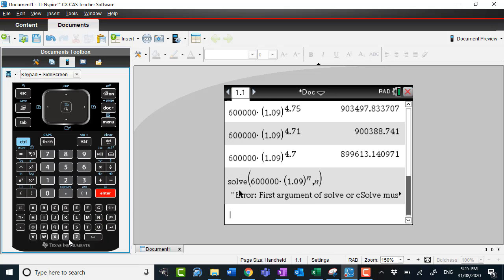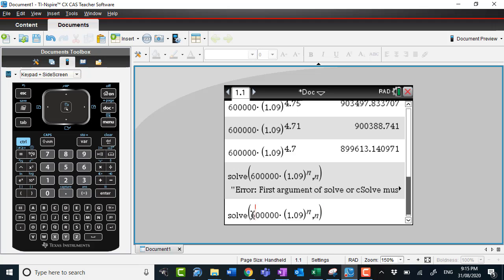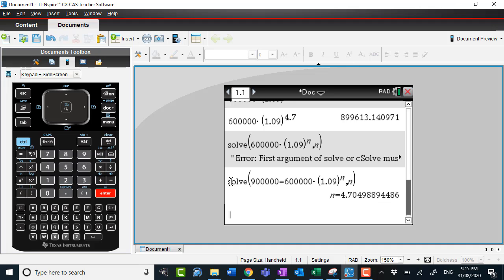That's still not working. Why is that not working? First argument of solve. Oh, we don't have an equal sign. That was silly of me. So I've actually got to solve, and this time we know that the value gets to 900,000. You can't solve without an equal sign. So 900,000. Let's see if that works. Press enter. It did.